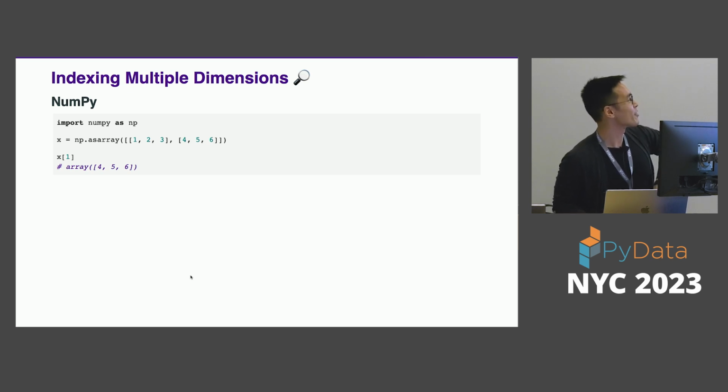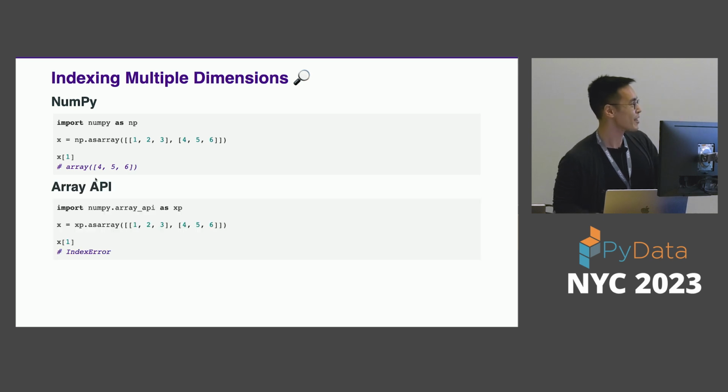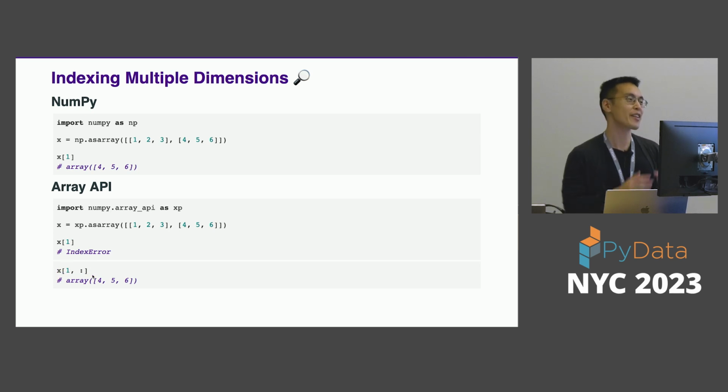Multiple dimension. So this is a 2D ND array. I just want the index 1 row. Right? So I just do this. This is fine, right? This looks fine. Doesn't work in array API, but it's not too bad. It'll give you an index error, and where you have to specify the other dimensions. So it doesn't assume that you want all of everything else. You have to put in this colon to say I want the rest of the columns. All right. There's a lot of little nits here.